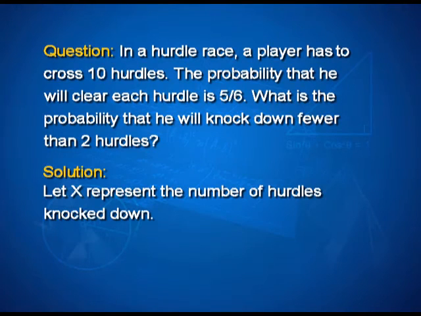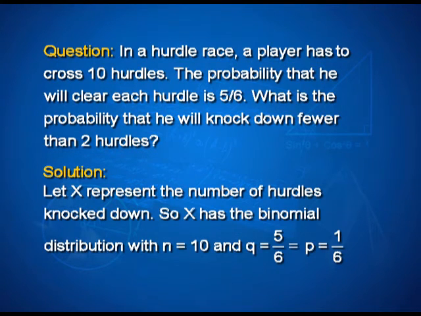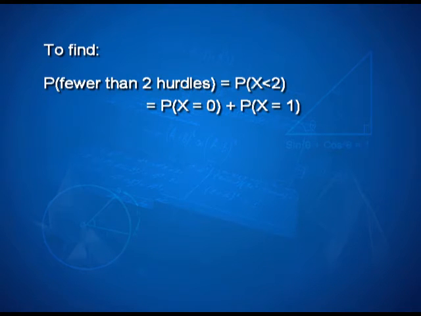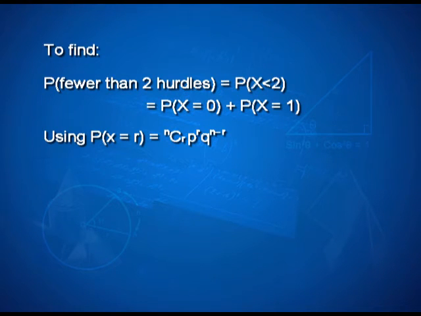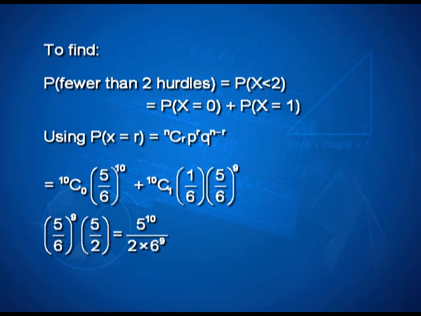So, if I start by defining x to represent the number of hurdles knocked down, then x has a probability distribution, in this case I should say binomial distribution, with n equal to 10, q as 5 by 6, p as 1 by 6. We want to find the probability that fewer than 2 hurdles are knocked down. So, x must be strictly less than 2. That means x can take value 0 or 1. So, again with addition theorem in hand, probability of x equal to 0 plus probability of x equal to 1. Let's calculate using the formula. Probability of x equal to r is nCr p to the power r q to the power n minus r. It's only a calculation, you are not expected to extend beyond what you see on screen. So, your final answer will be 5 to the power 10 upon 2 into 6 to the power 9.